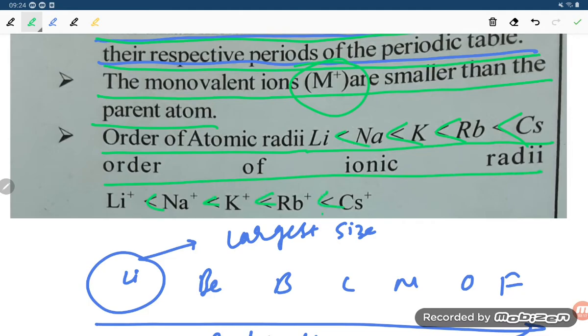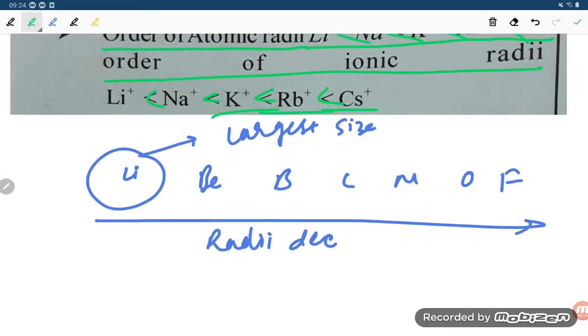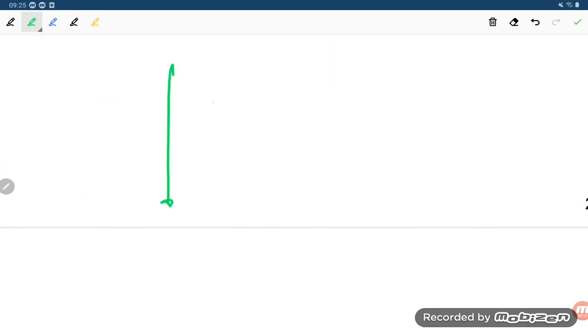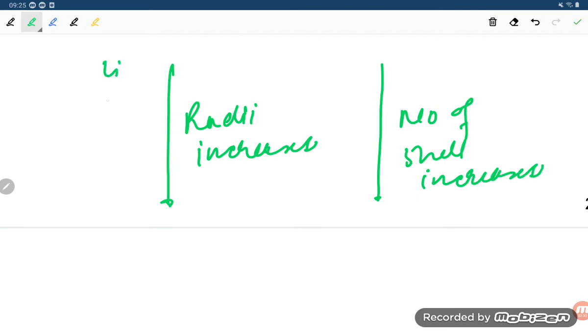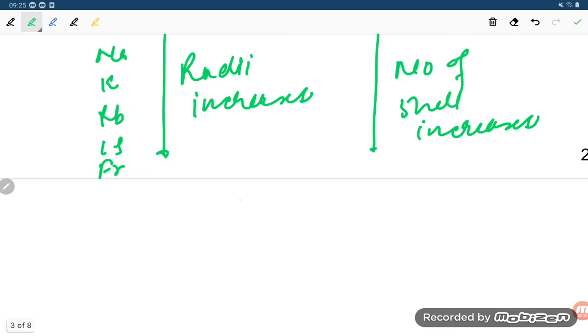You can find that cesium is larger than rubidium. It means down the group the radii increase. Why do the radii increase? Because the number of shells increases. As the number of shells increases on moving down the group, the radii will increase.